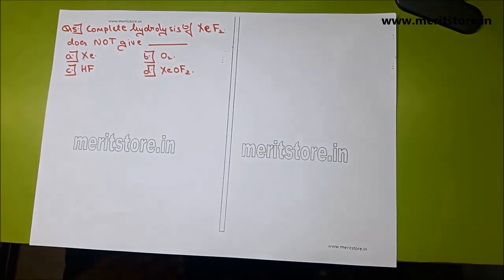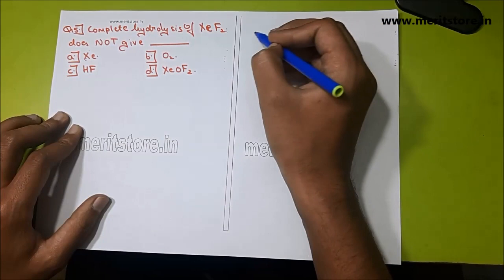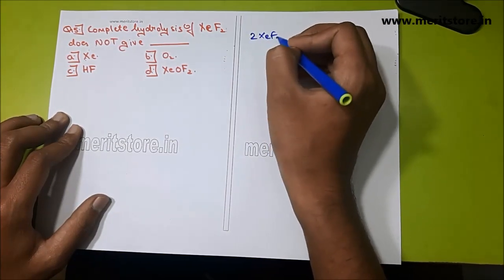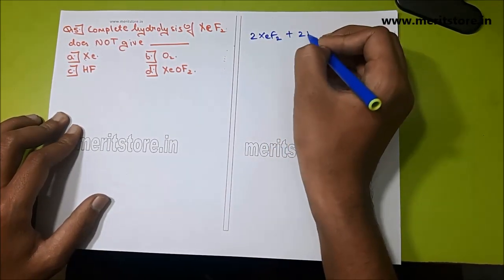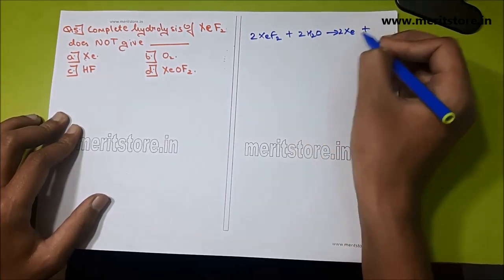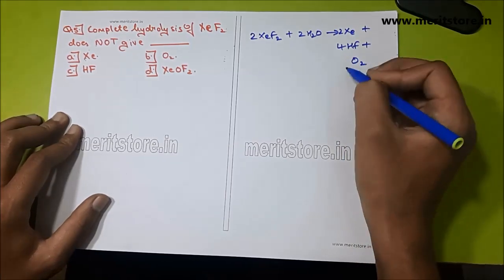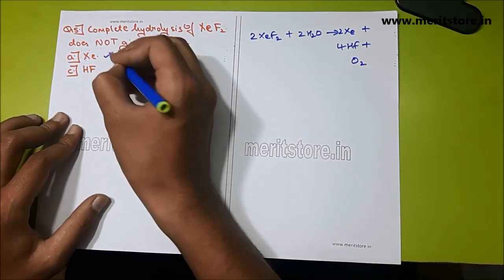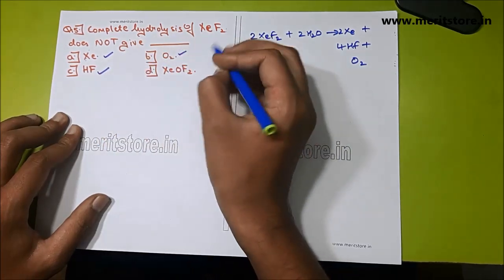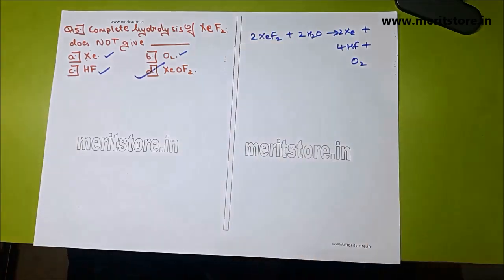Number 15. Complete hydrolysis of XeF2 does not give: A. HCl, B. O2, C. HF, D. XeOF2. So the given reaction will be 2 moles of XeF2, that is xenon difluoride, plus 2 moles of water will give 2 moles of xenon plus 4 hydrogen fluoride plus O2. So we get oxygen, xenon and hydrogen fluoride. XeOF2 is not formed. So option D is the correct option.